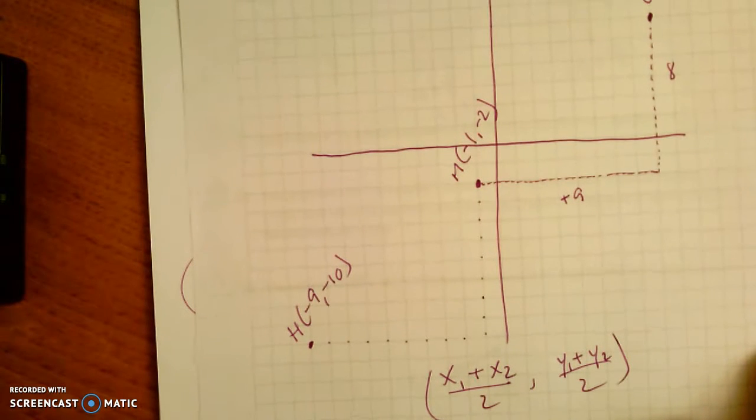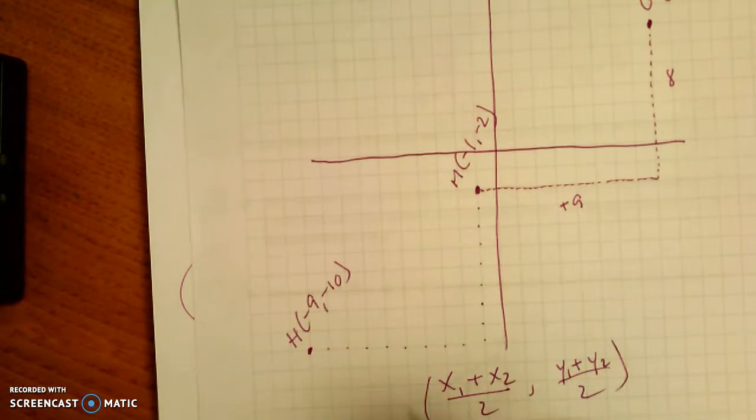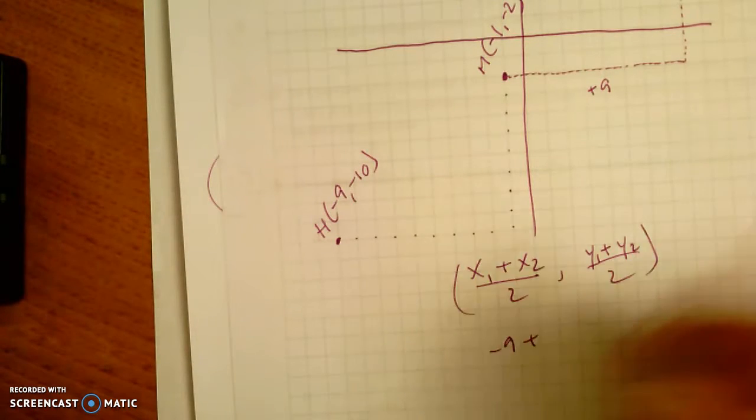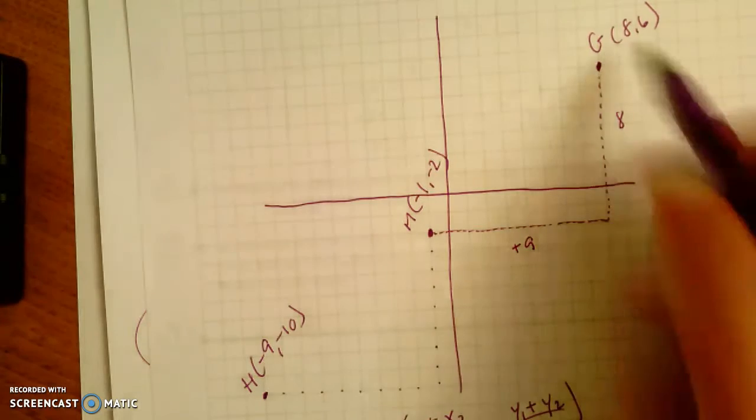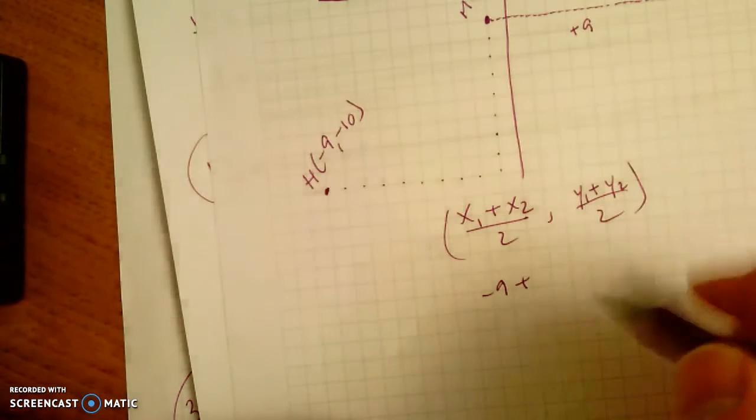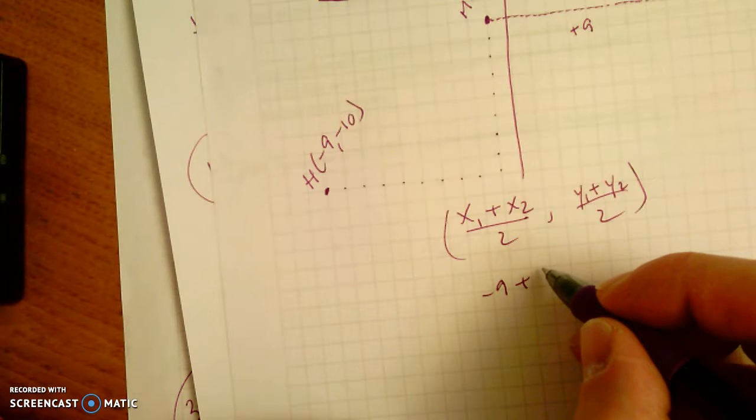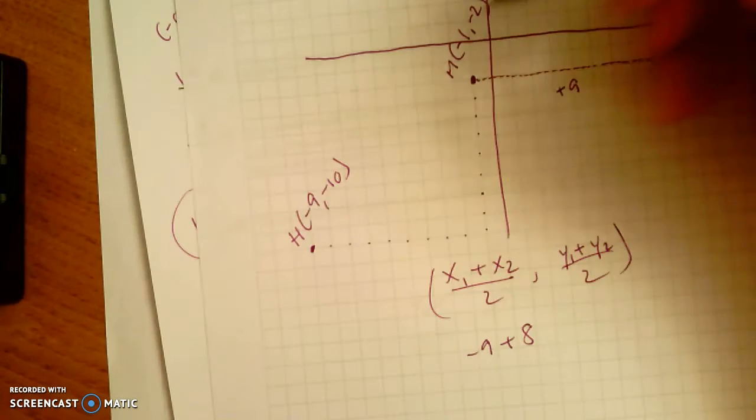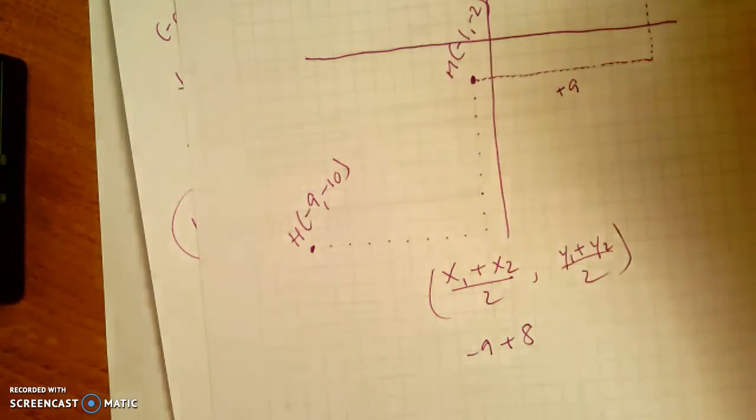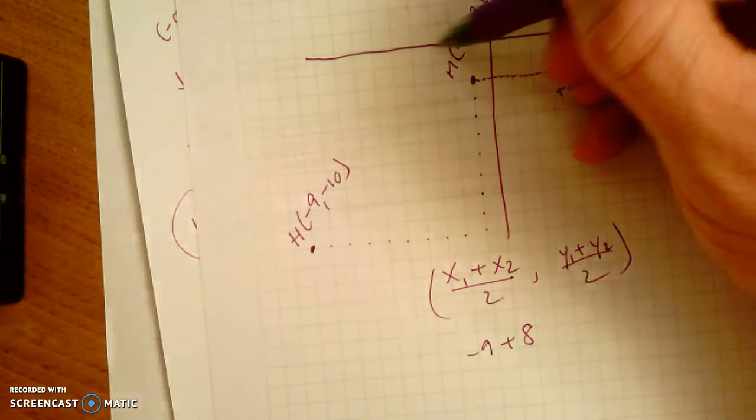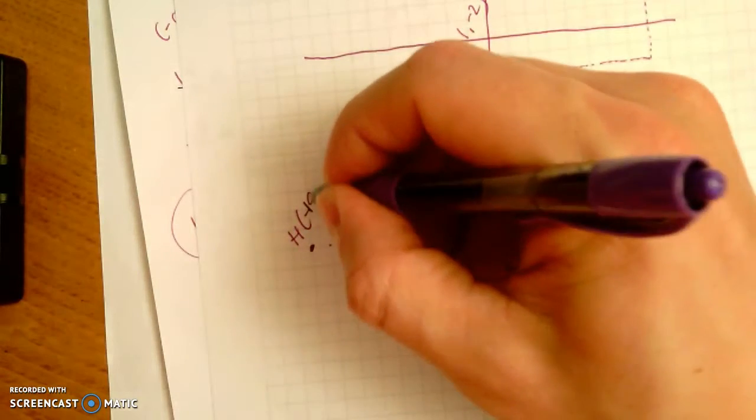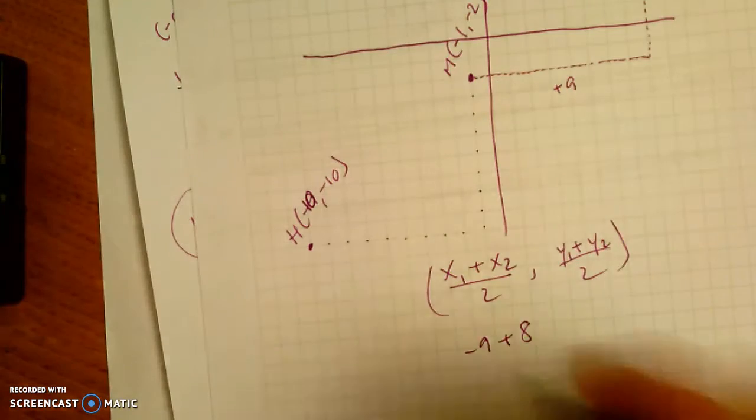So let's see. Our x sub 1 will be -9. So we have -9 plus our x sub 2, which is 8. Pause. I already see I made a mistake here. What mistake did I make? Over 9. Oh. 1, 2, 3, 4, 5, 6, 7, 8, 9, 10. I counted wrong. That's -10.